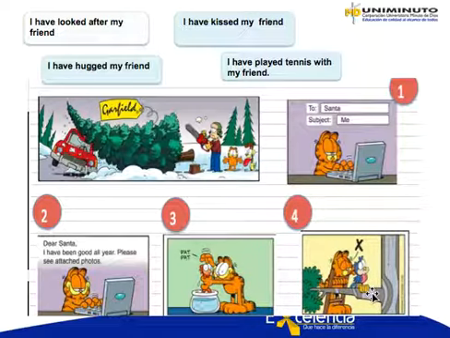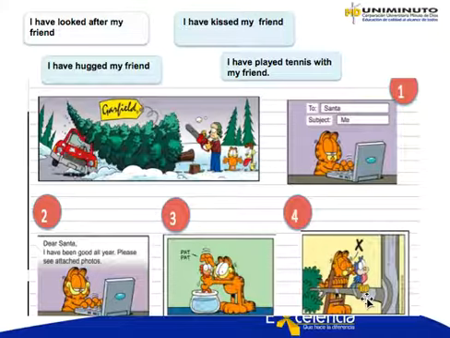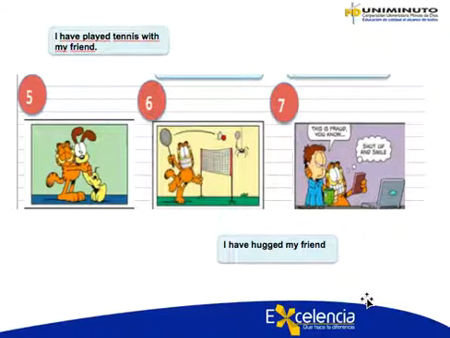What is he doing? Kissing, right? So what would be the answer? I have kissed my friend. Yo he besado a mi amigo. I have kissed my friend. Garfield is so lovely, as you can see in that picture. So let's continue. We have 2 more. I have played tennis with my friend, or I have hugged my friend. So we have to complete number 5 and number 6.